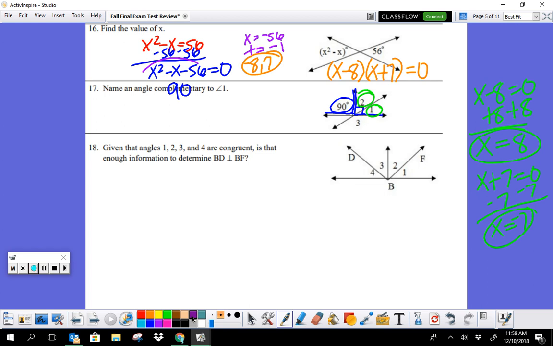Number 18, given that angles 1, 2, 3, and 4 are congruent, is that enough information to determine that BD, which would be this line here, is perpendicular to BF? They're telling me that all of those angles are congruent. Well, all of these angles, 4, 3, 2, 1, will make a straight line, which means they all add up to be 180. Well, if they do, then that means each one of these is going to be 45 degrees. So I can see that those two in the middle make 90, therefore I know that those angles are perpendicular. So yes, because they're all 45.